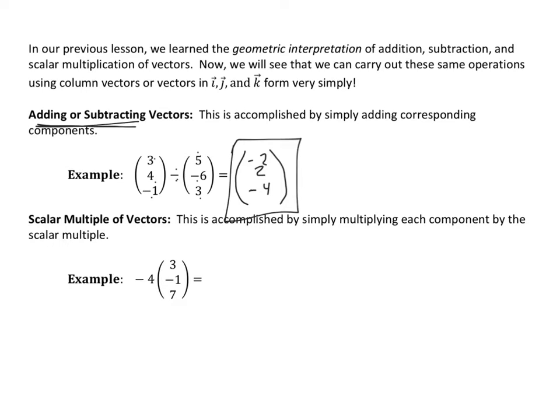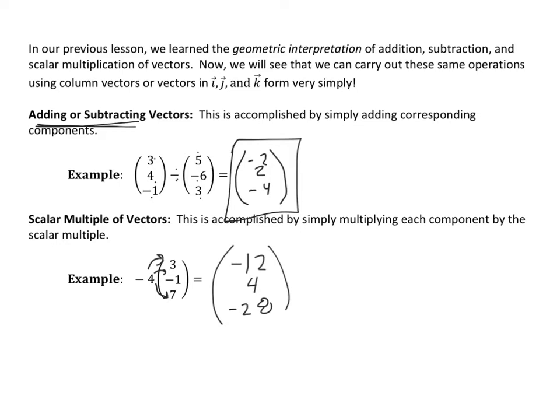The scalar multiple of vectors. We learned geometrically that means that we scale a vector by some factor. And algebraically, we can accomplish this by just multiplying each of the components by that scalar multiple. So in this case, if I wanted to take this vector and scale it by -4, in other words, make it 4 times as long and point in the exact opposite direction, all I really need to do is take this -4 and apply it by multiplication to each of the 3 components. So this would become -12, 4, -28.